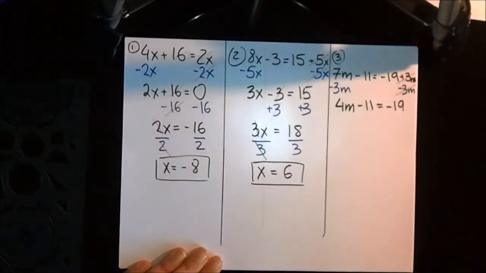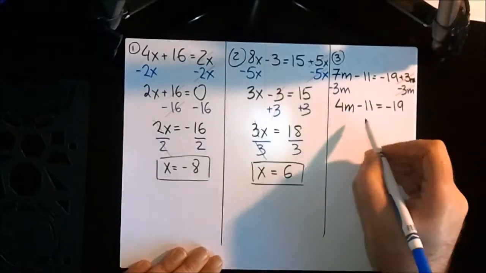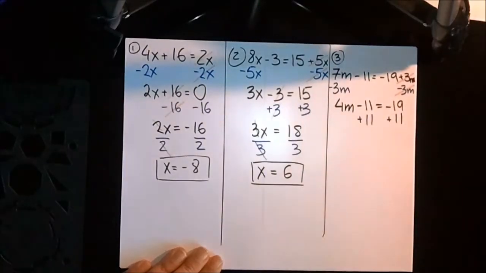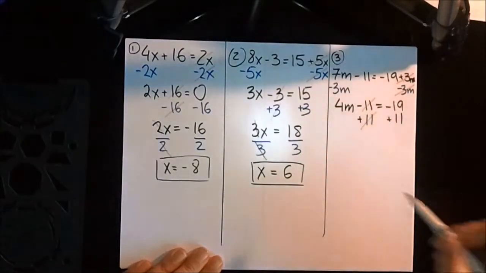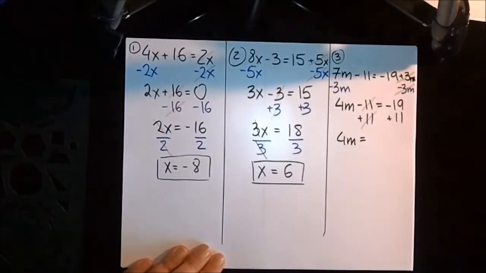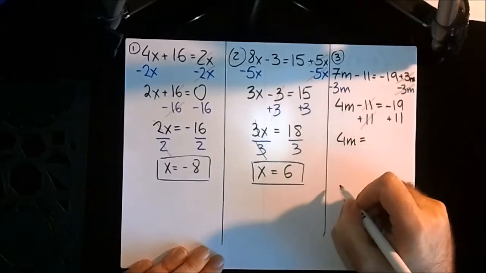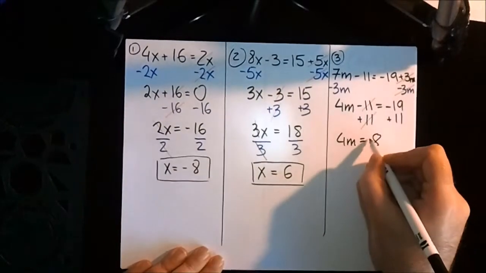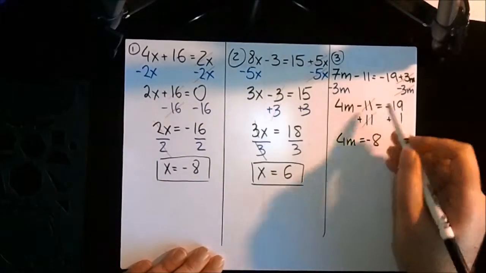Alright, now it's a two-step equation. And I'm going to get rid of this minus 11 first because it's further away, by doing plus 11 to both sides. Over here, minus 11 plus 11 is gone. I get 4m equals, and on the right side, negative 19 plus 11 should be 8, positive 8. I'm sorry, negative 8. Wow, negative 8, because the negative here is a bigger number.